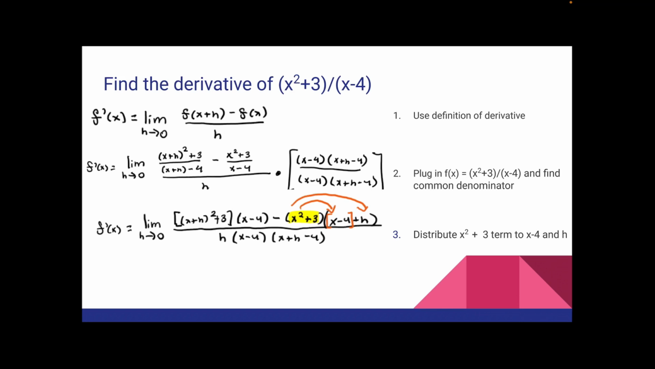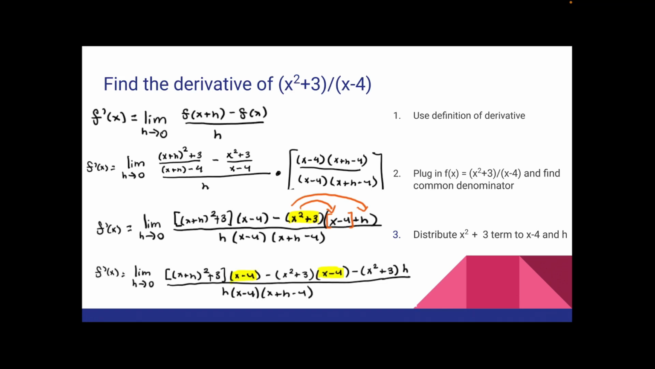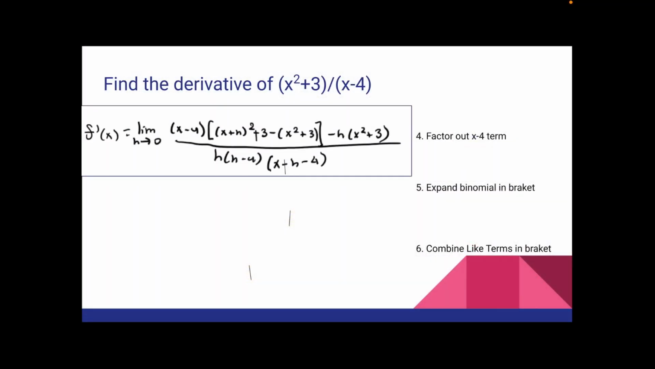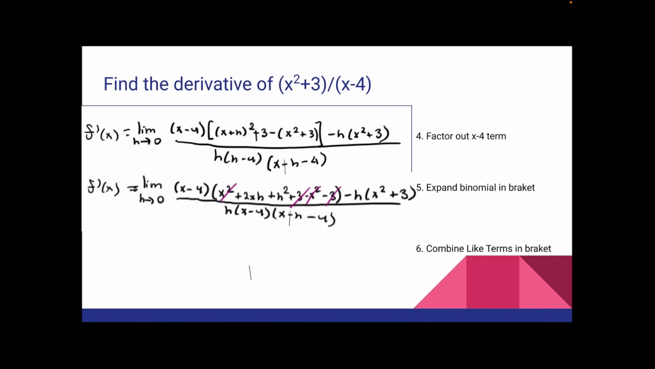From there, notice that 2 out of the 3 terms in the numerator contain x minus 4, as highlighted. Therefore, we could factor out the x minus 4 from the 2 terms in the numerator, and all we have to deal with now is the expression in the bracket, which is far easier than dealing with trinomials. Expanding and combining the like terms in the bracket, we could cancel out the x squared and 3 as shown in the purple, while the right side of the numerator, negative h times x squared plus 3, is left alone. We could then combine the like terms inside our expression to get 2xh plus h squared. So we have x minus 4 times 2xh plus h squared minus h times x squared plus 3.